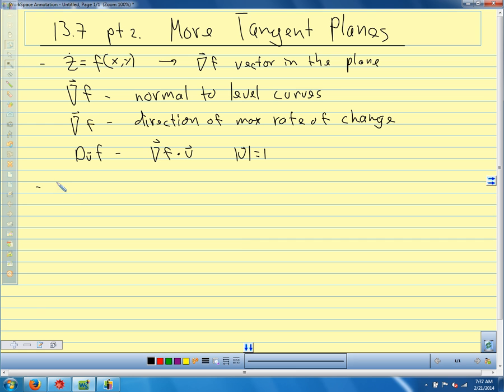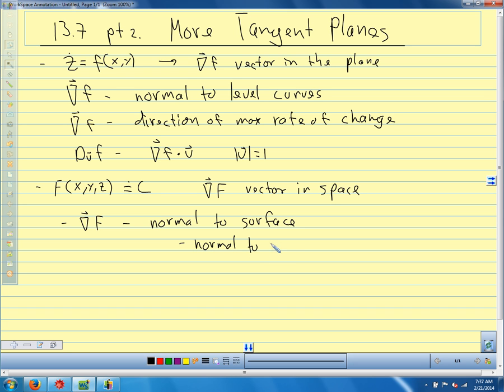If we have f of x, y, z, what we talked about yesterday, f of x, y, z equals a constant, then del f is a vector in space. Del f is normal to the surface. And because it's normal to the surface, that also means it's normal to any tangent vector at a particular point, and it's normal to our tangent plane.